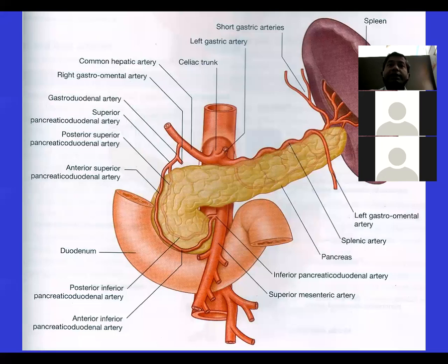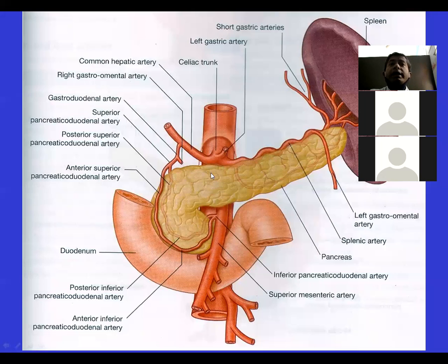Now coming to the next heading of the topic, the arterial supply of the pancreas. The arterial supply of the pancreas is mainly from two sources. The pancreas receives small branches from the splenic artery. These are the small pancreatic branches.